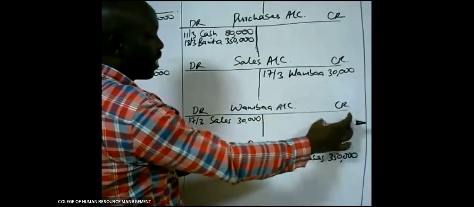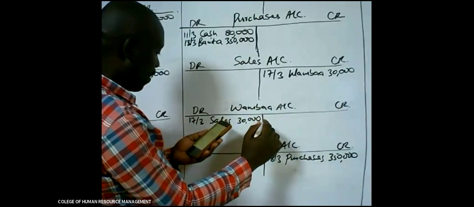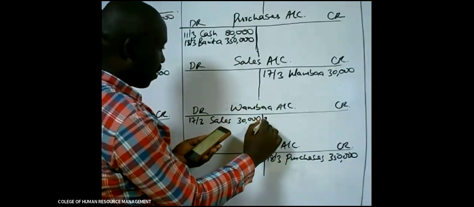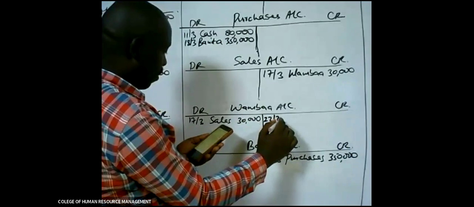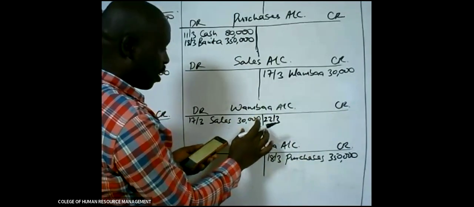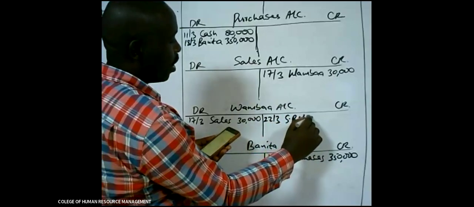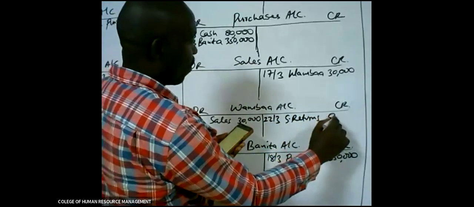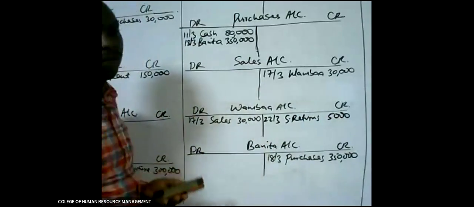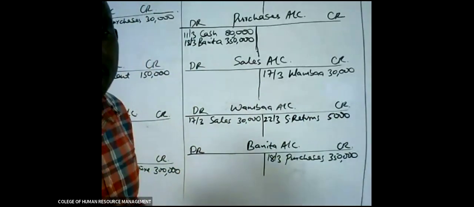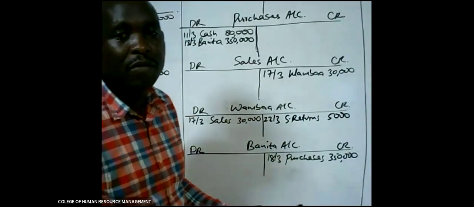Decrease in asset, credit. You come here and you say, this is on 22nd of March. The balance we expect from Wamba is reducing as a result of what? Sales returns of how much? 5,000. We have subtracted 5,000 from 30,000. So when we shall be getting the balance, it will be 25,000.